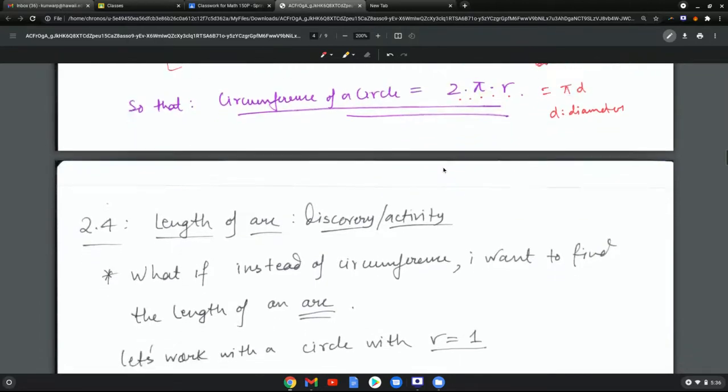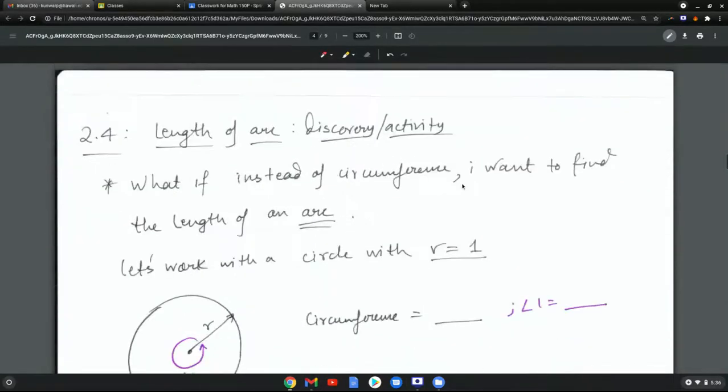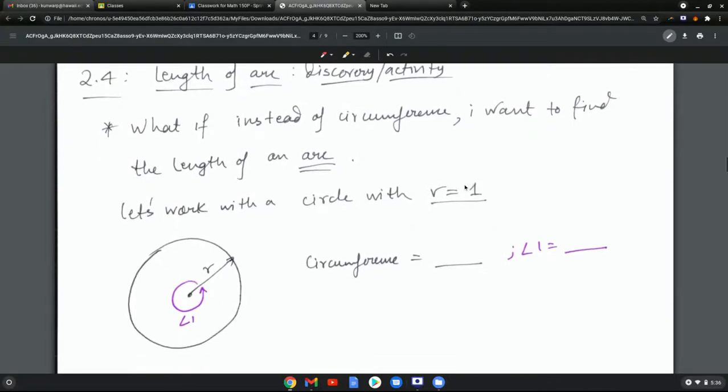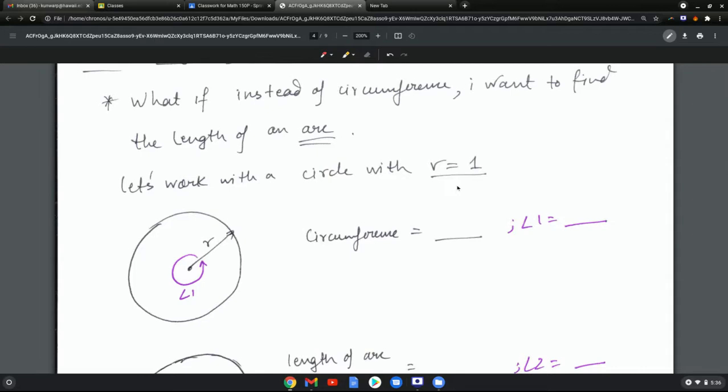Now what if instead of the entire circumference, I want to find just a part of the circle, and I want to find the length of an arc. So let's start. Let's work with a circle of radius 1. Now if my radius is 1, what is the circumference? I know it is 2 pi times 1, which is 2 pi. But I also know, just by observation, that this angle 1 is 360 degrees. Why? Because it is one full rotation. And one full rotation gives us 360 degrees.